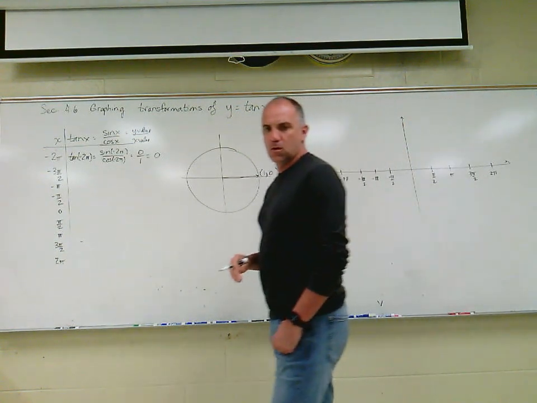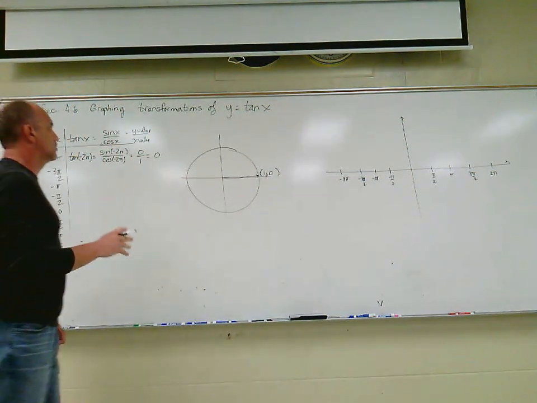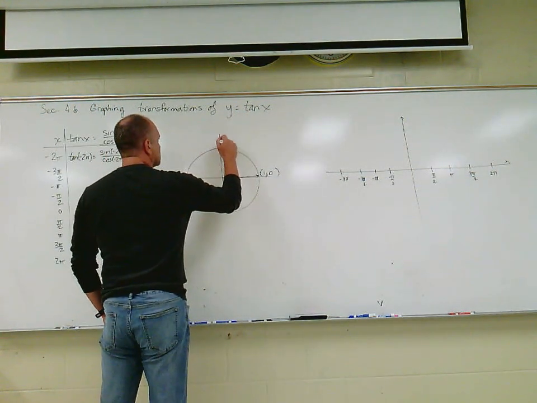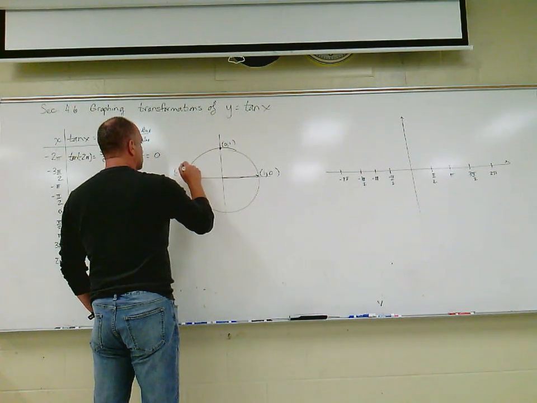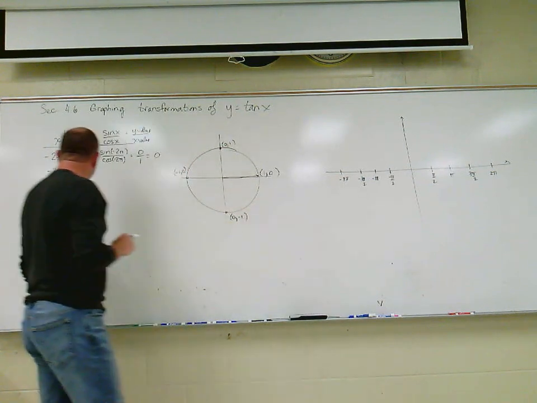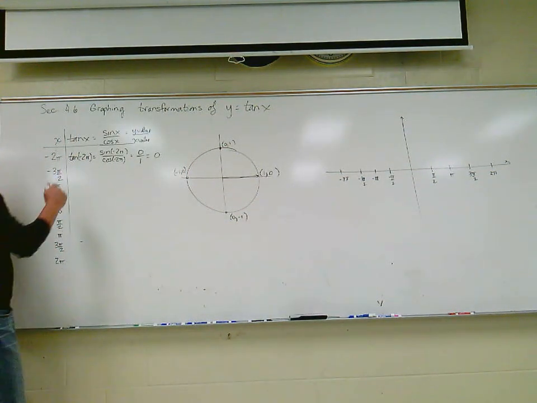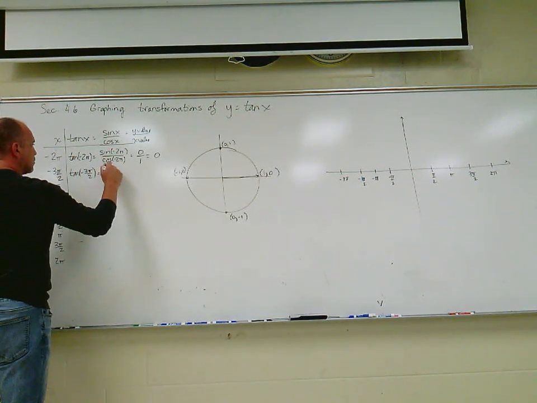Okay, so I've gone ahead and got our XY axis there. We've got our unit circle. You know that this is the point 0, 1. This is the point negative 1, 0. This is the point 0, negative 1. All right. So tangent of negative 3 pi over 2 puts us up at the top. So we're going to get 1 divided by 0, which is undefined.